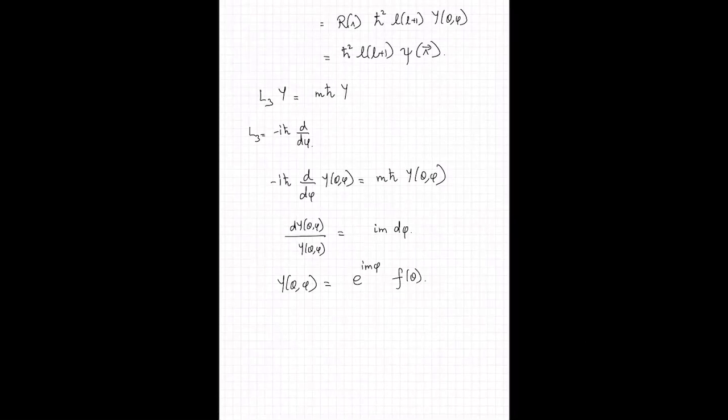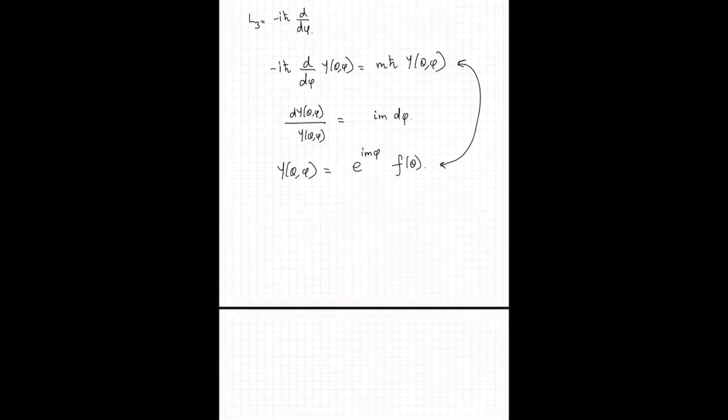See, this only pins down the functional form of phi. It doesn't say anything about theta, so Y can still be some function of theta and still satisfy this differential equation. So this is the general solution of Y. So Y of theta comma phi, this angular dependence, is e to the i m phi times f of theta.